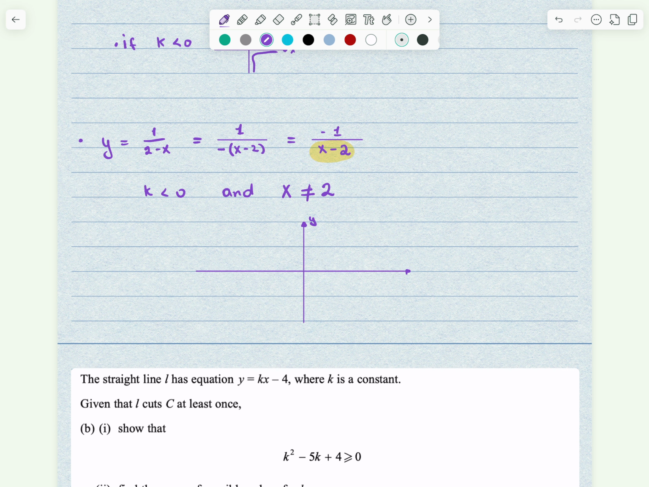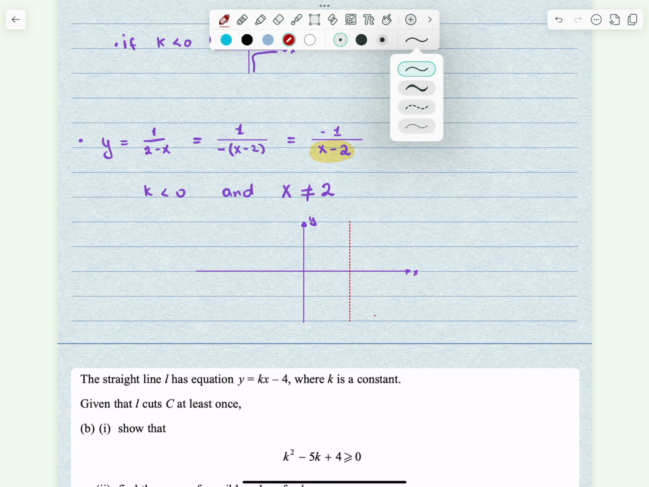Okay. So this is a y-axis, this is an x-axis. Try to be accurate as much as you can when you're sketching the graphs. So I'm going to be sketching the vertical asymptote. Let's imagine that's 2 somewhere over here, and this is what it looks like if I sketch it. Okay, so that point is 2.